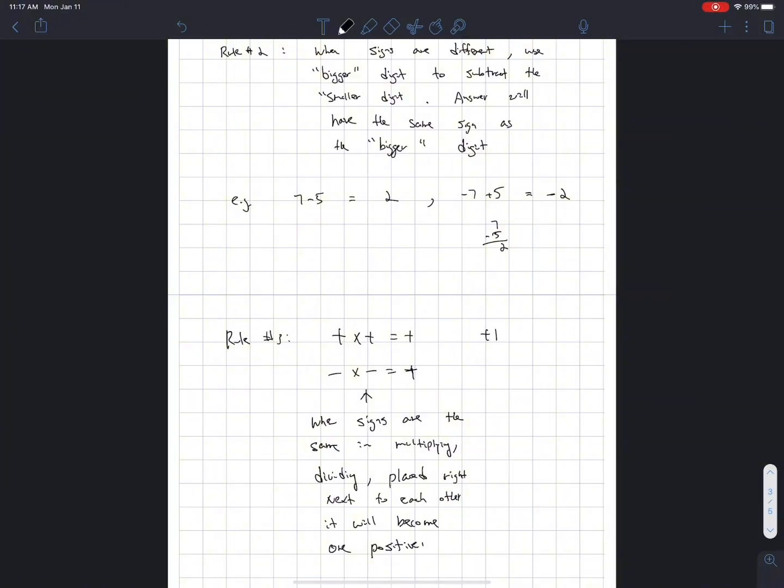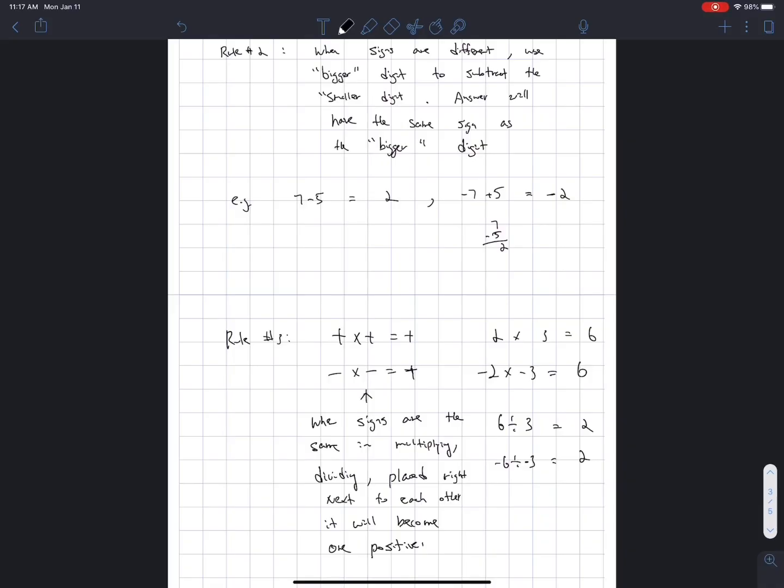So if I have positive 2 times positive 3, your answer will just be positive 6, right? Usually we don't even write this positive out. Same idea, negative 2 times negative 3 will just be positive 6. So normally we don't even write the positive out. So that's when you're timesing. If you're dividing, 6 divided by 3 is 2. We all know that already. Negative 6 divided by negative 3 is also positive 2. So when you're dividing, the same rule applies.